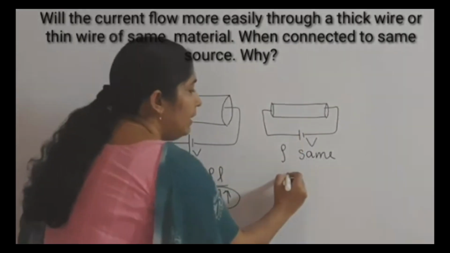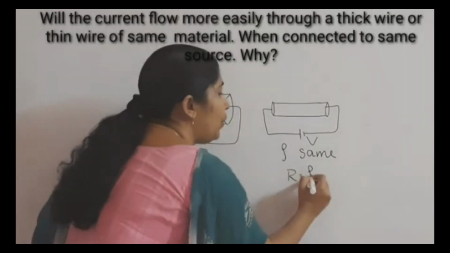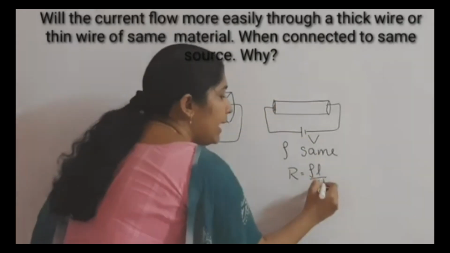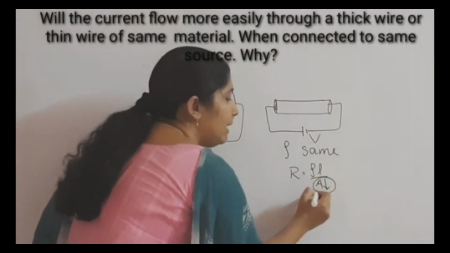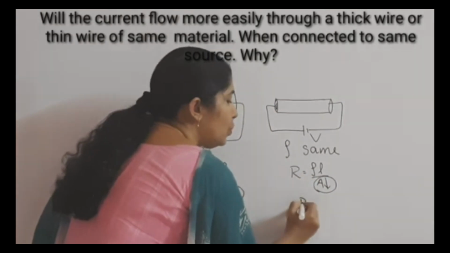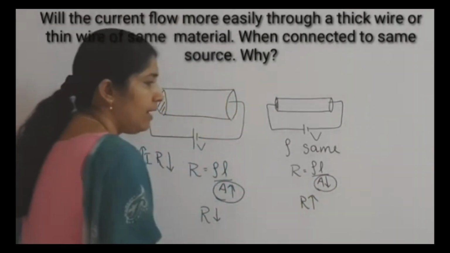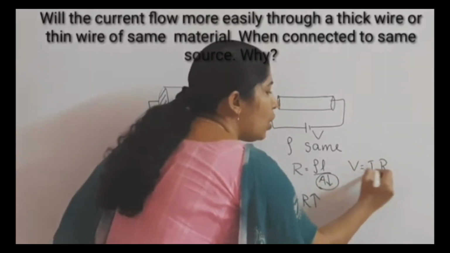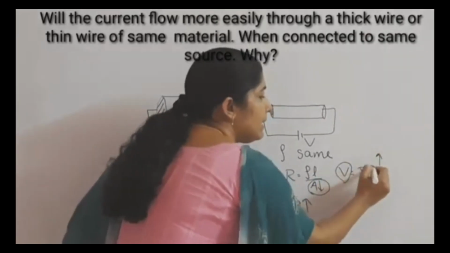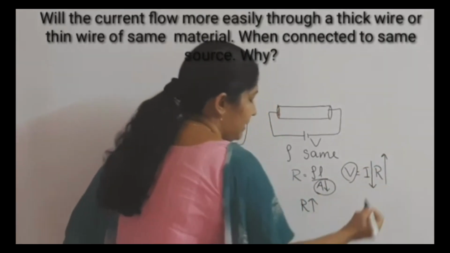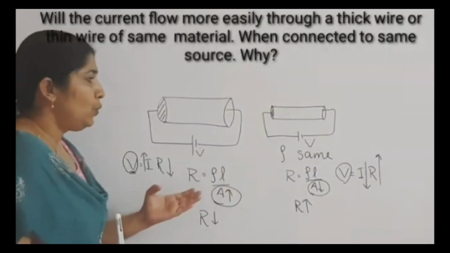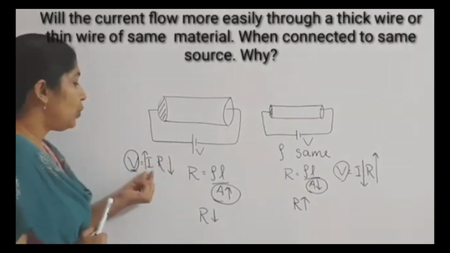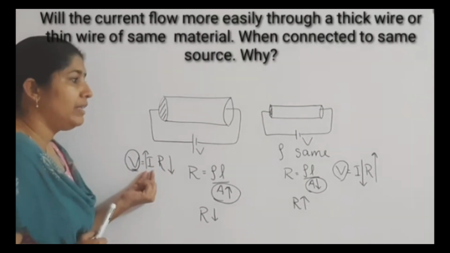What will happen here? Resistance R is equal to rho into L divided by A. Here the area of cross section is small. When the area decreases, the denominator decreases, so resistance increases. Then according to Ohm's law, to keep the voltage constant, when resistance increases, current decreases. From these two, it is clear that the current flowing through the thicker wire is more than that through the thin wire.